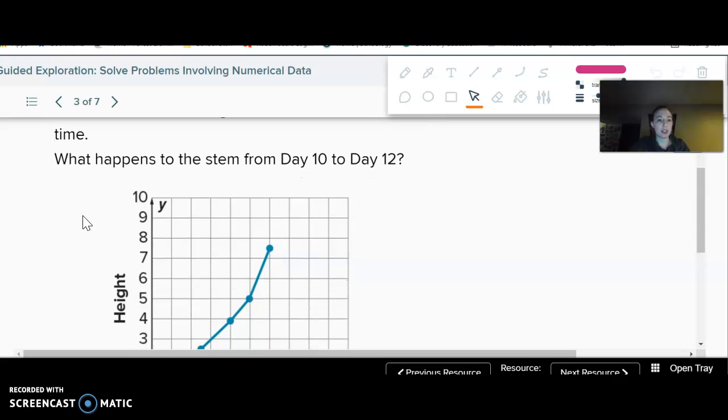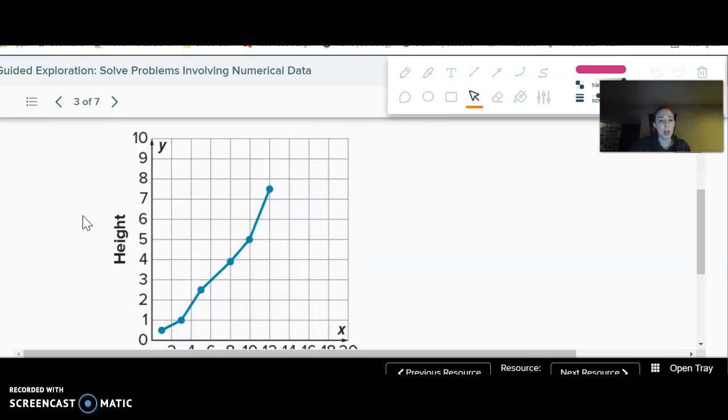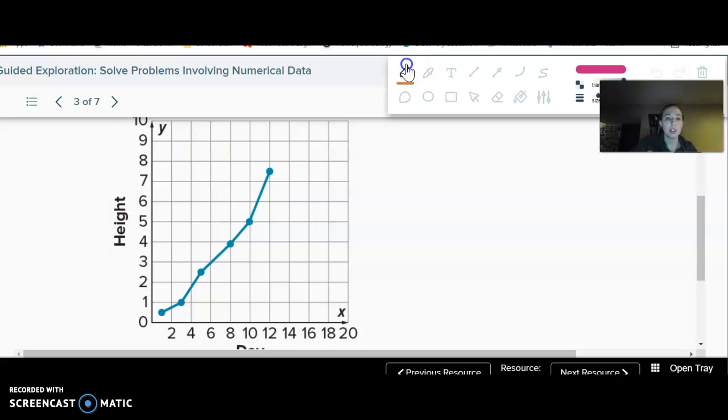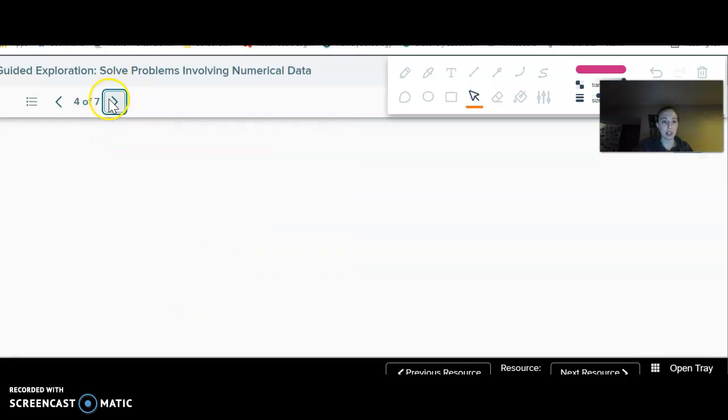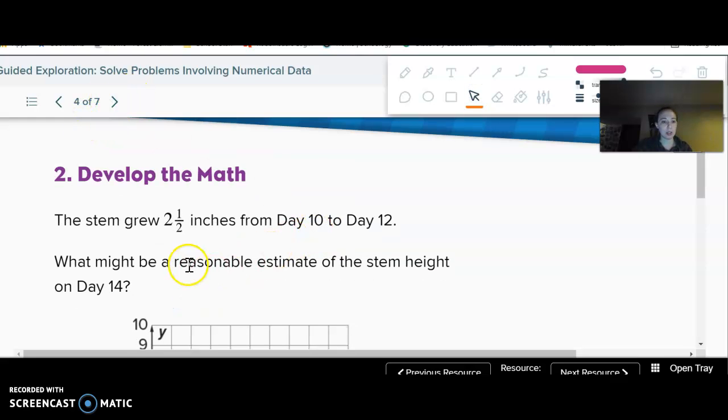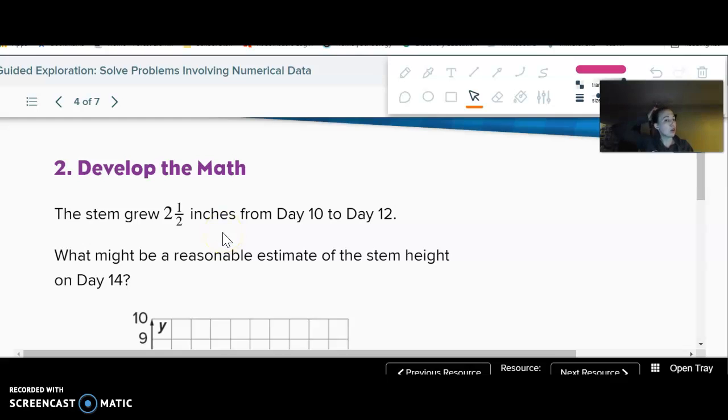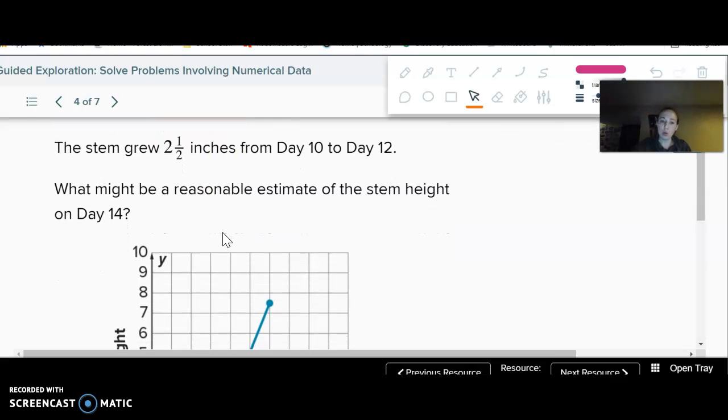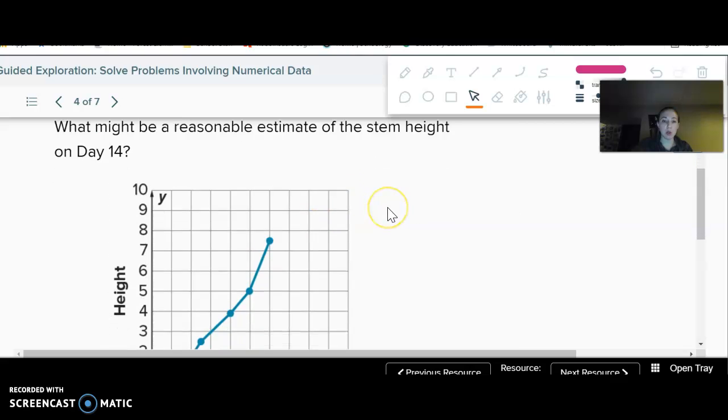Now, what happens to the stem from day 10 to 12? Well, if we look, here's day 10, here's day 12. We go from 5 inches to 7.5 inches. We'll assume it's inches. So it increased by 2.5 inches. And again, we can look at the graph, look at the numbers, draw some conclusions. Okay, it is inches. So it grew 2.5 inches. So what might be a reasonable estimate on day 14?